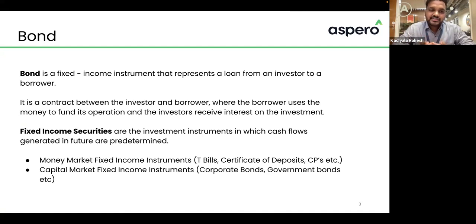Fixed income securities, as I told you, bond is a fixed income instrument. These are the investment instruments in which cash flows generated in the future are already predetermined. There are two types of fixed income instruments. One is money market instruments and the other one is capital market fixed income instruments. Generally the tenure less than 1 year comes under the money market fixed income instruments like T-bills, certificates of deposit, CPs, etc. And capital market fixed income instruments are the corporate bonds and government bonds, which are also called bonds.